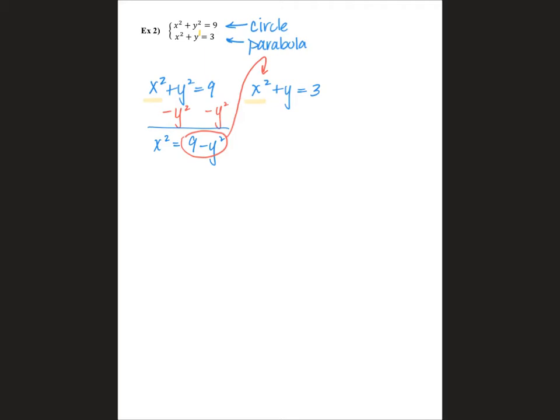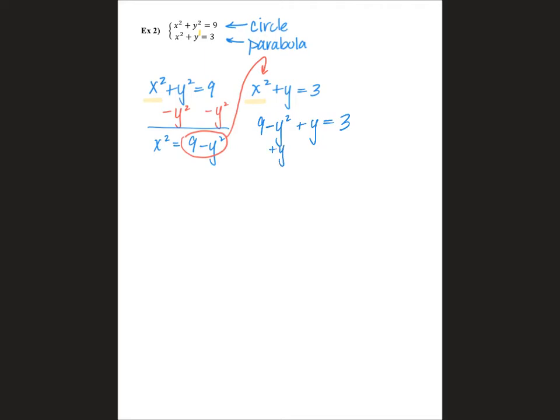That's now going to look like 9 minus y squared plus y equals 3. That gives me a quadratic, which again, I'm either going to factor, use the quadratic formula, or complete the square to solve. Well, I don't like to deal with a negative coefficient in my y squared, so I'm going to choose to move everything to the right side.